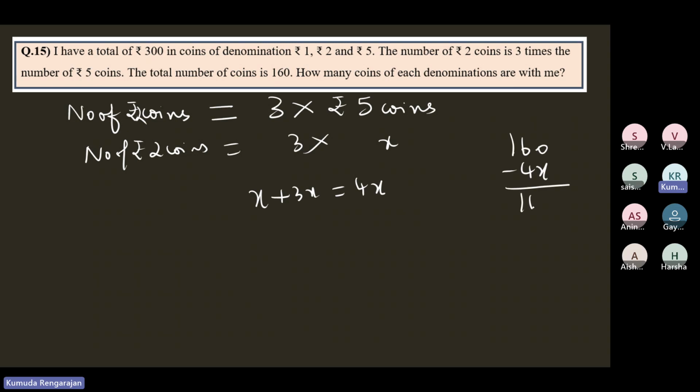160 minus 4x is the number of 1 rupee coins. This is not 156x. 160 minus 4x is 160 minus 4x. They're unlike terms. You cannot subtract them.